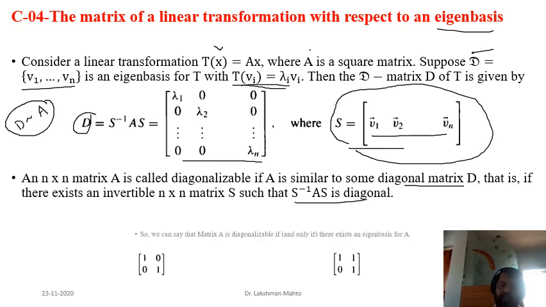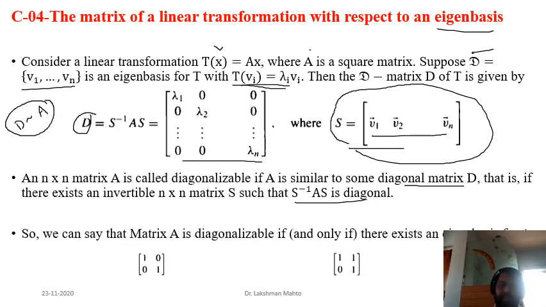I have taken one example here. We can say that a matrix is diagonalizable if there exists an eigenbasis of A. The existence of an eigenbasis of a given matrix always implies that the matrix is diagonalizable. Here we have two 2 by 2 matrices. One matrix has first row 1 0 and second row 0 1. Easily we can see that it has only one eigenvalue with algebraic multiplicity 2. This matrix is diagonalizable because it has an eigenbasis.